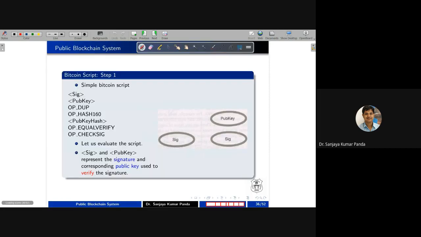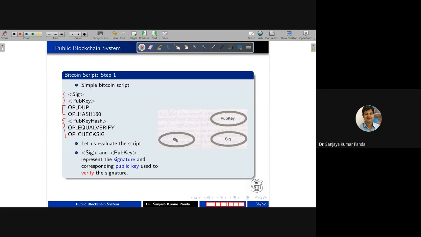So I have written a very simple script here. You can see SIG, pop key. They are in angular brackets, so you can say these two are called data instructions. This is also a data instruction. But this OP part is called your opcode instruction, right? Because they are written starting with OP underscore.